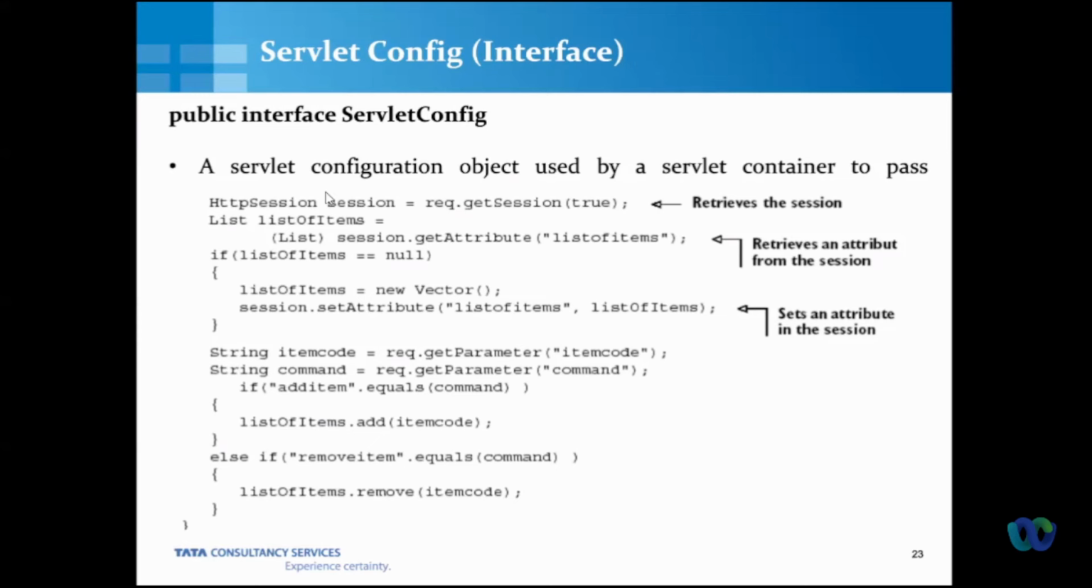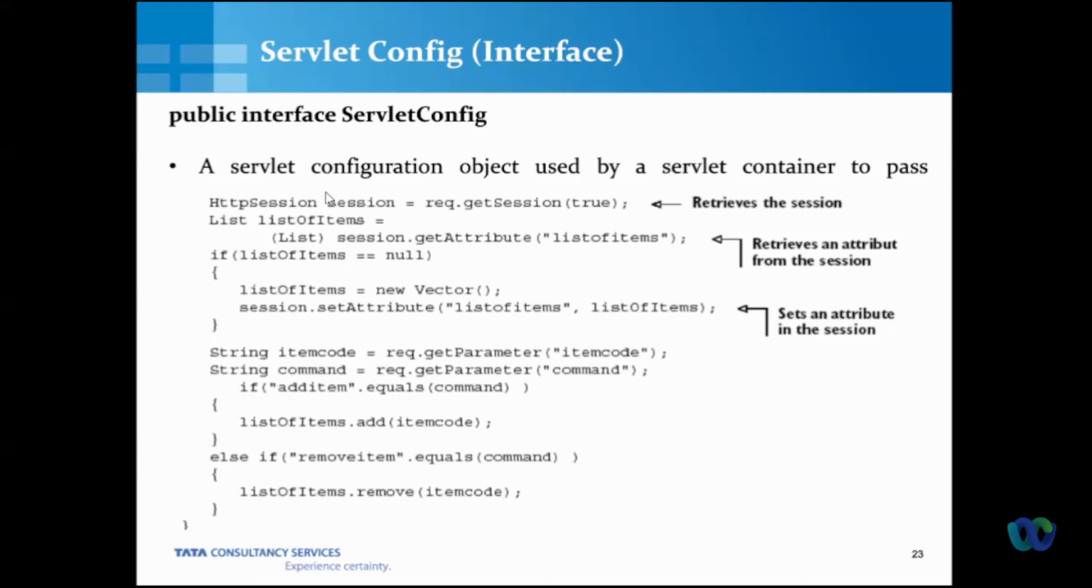What is servlet config? A servlet configuration object used by a servlet container to pass information to a servlet during initialization. So these are some methods present in the servlet config interface. Get init parameter will return a string containing the value of the named initialization parameter, or null if the parameter does not exist.